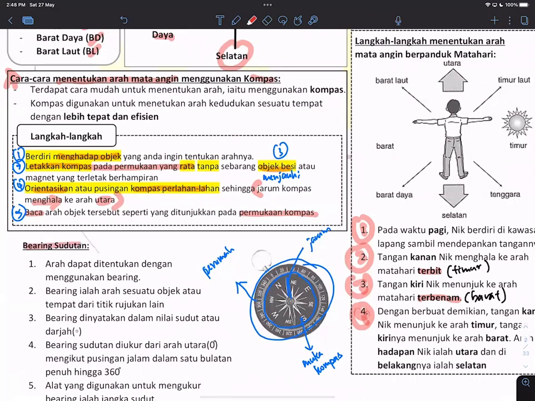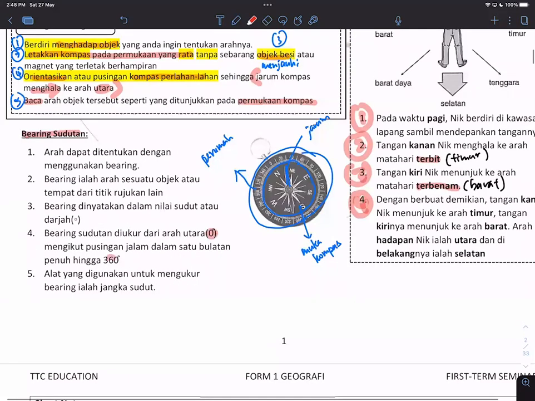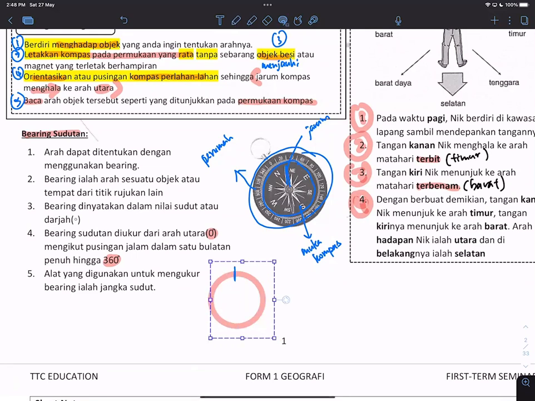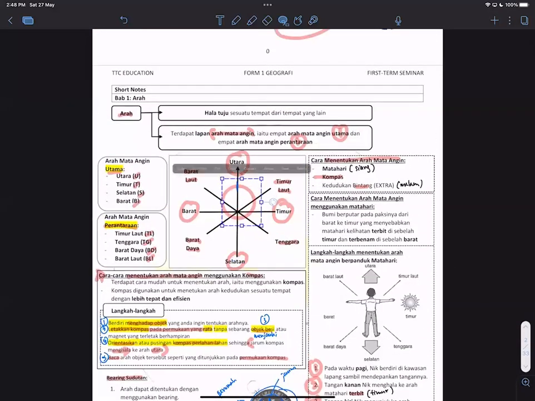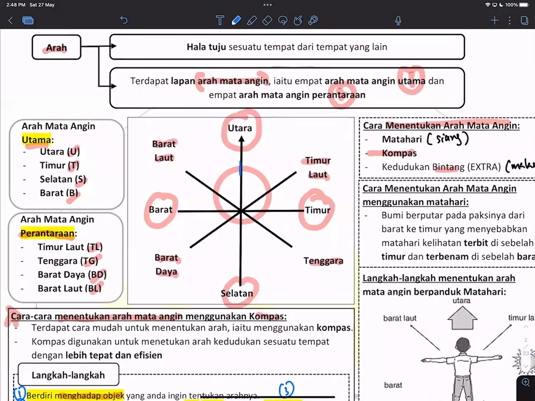So bearing sudut, which means we are trying to use 1 full circle, 0 to 360. 1 full circle. Okay, apply this one into our arah mata angin. So how to apply the bearing sudut into our arah mata angin? So it is the same circle. So what is the same circle? North is 0 to 360 degrees, right? So guys, take out a pencil. Yes, use pencil or pen, up to you guys. Okay, utara is 0 or 360 degrees. 1 full circle, 1 full spin. Easy?